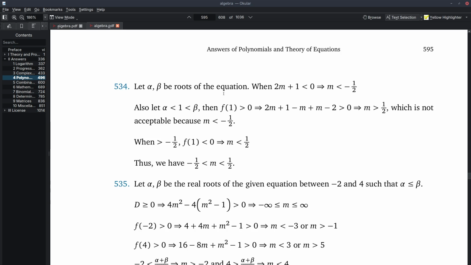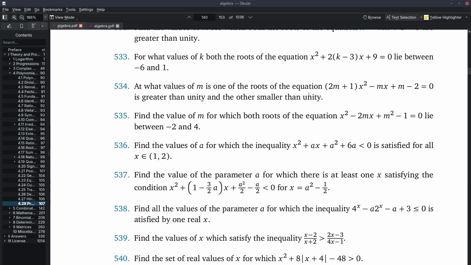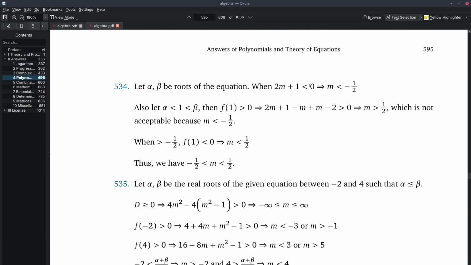So we let alpha, beta be the roots of the equation. When 2m plus 1, the coefficient of x square, is less than 0, m is less than minus half. Also, we let alpha less than 1 less than beta. So f of 1 would be greater than 0. So we assume that the coefficient of x square is negative and the root 1 lies between alpha and beta. So clearly f of 1 would be greater than 0.